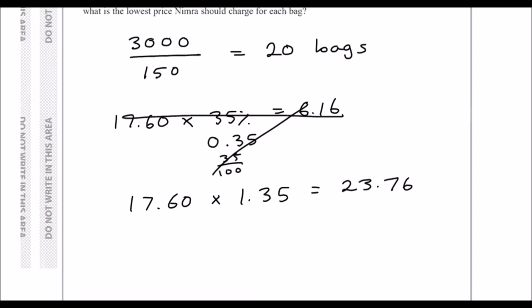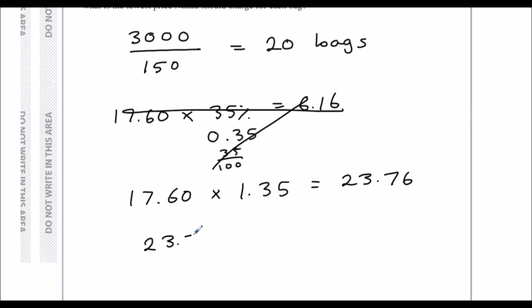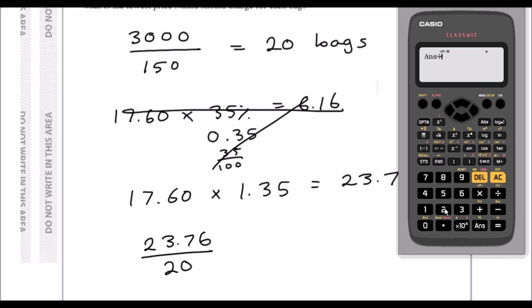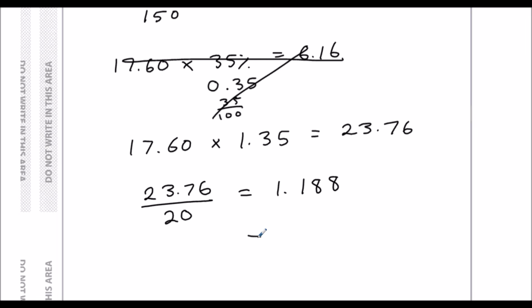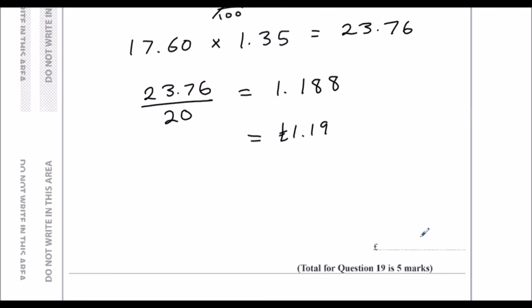There are 20 bags. So to find out what each bag has to be sold for, I divide by 20. Divided by 20, I've got 1.188. So that's going to be £1.18, but I can't sell them for £1.18 because I'll have slightly less. So it needs to be £1.19. So it's going to have to be £1.19 per bag.